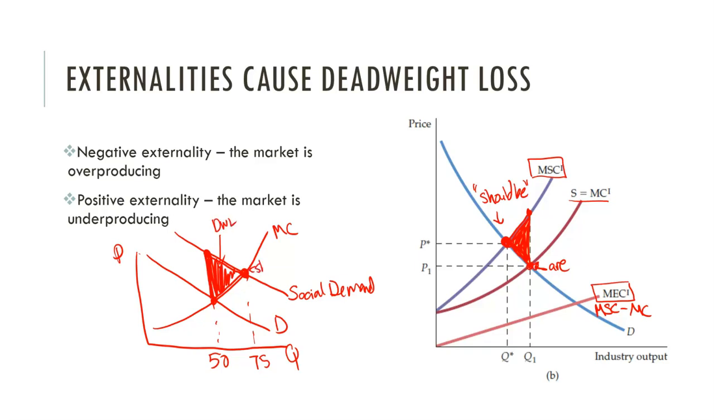So we want to be here. We should be at our social optimum. Instead, our private market is underproducing. So we get this deadweight loss because we could have more surplus.